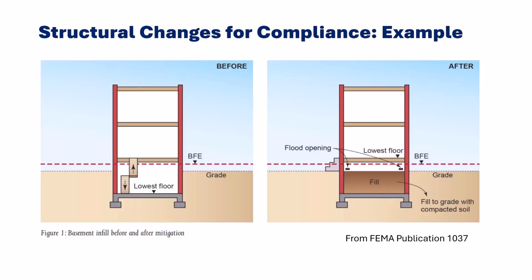However, oftentimes it may not be feasible to elevate residential structures, and FEMA Publication 1037 focuses on mitigation measures and retrofits other than elevating a home, such as basement infill, shown here, where abandoning the lowest floor, or elevating interior floors, or wet floodproofing using flood openings are options. Next, let's cover some example scenarios.